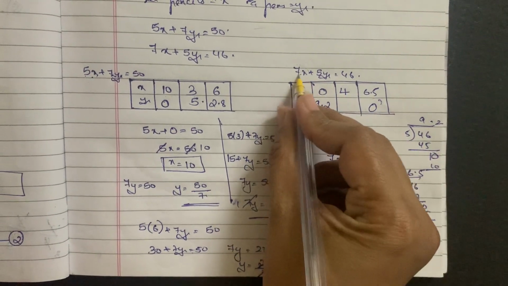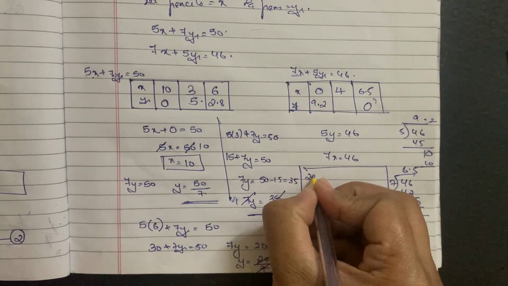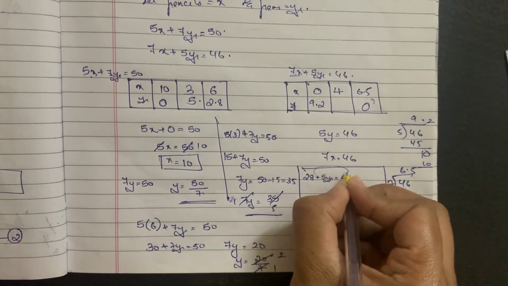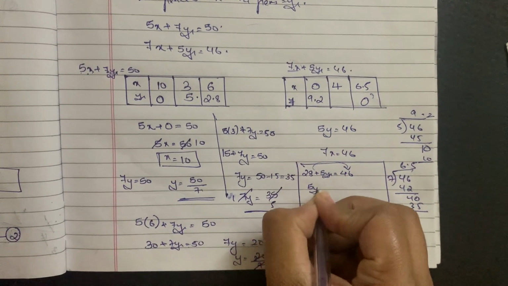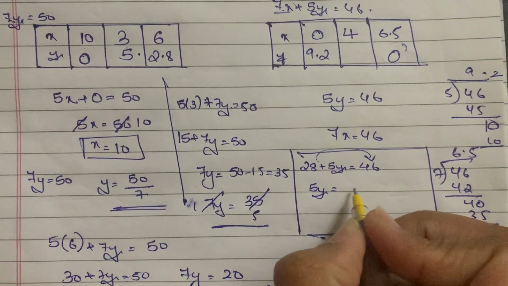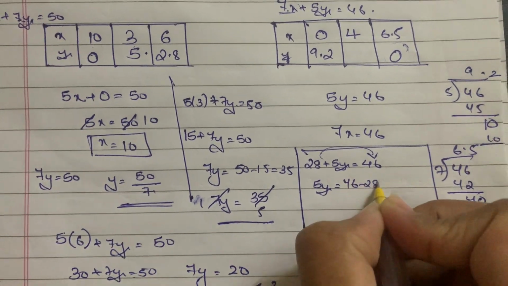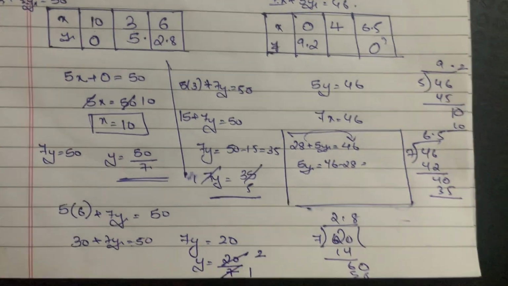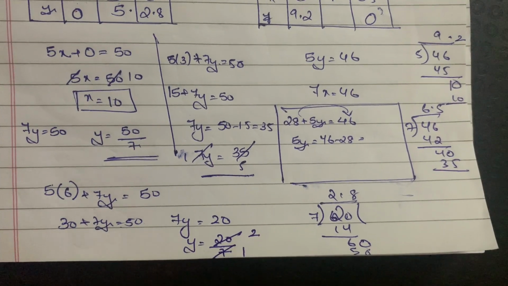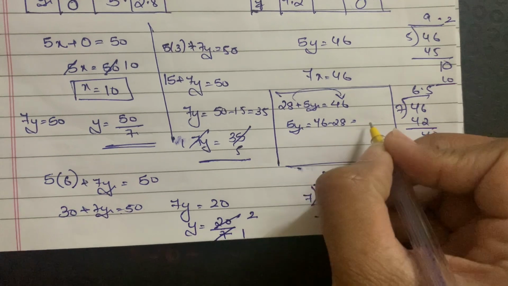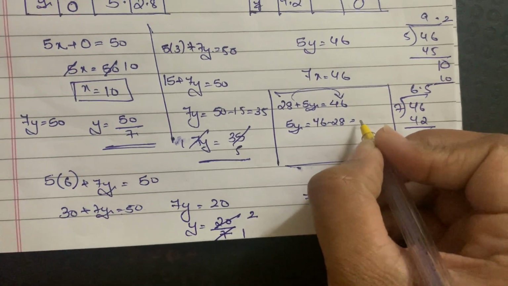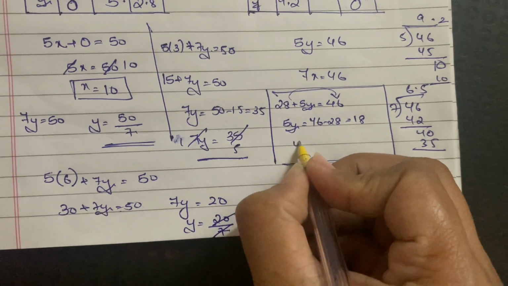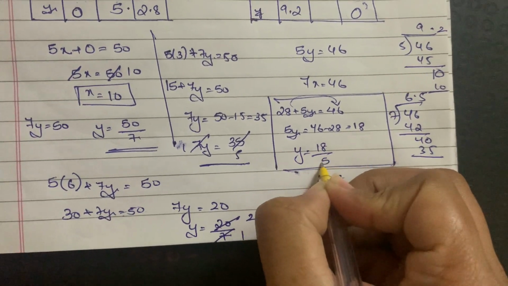7 times 4 becomes 28 plus 5y is equal to 46. Sending it towards the other side, 5y is equal to 46 minus 28, which is 18. 46 minus 28 is 18. And then y is equal to 18 upon 5.